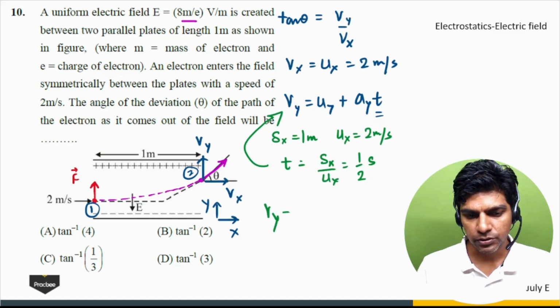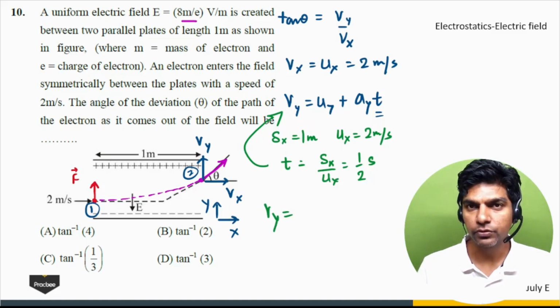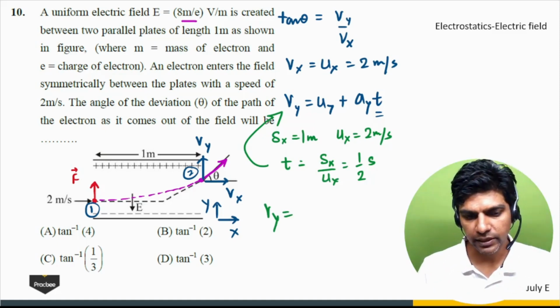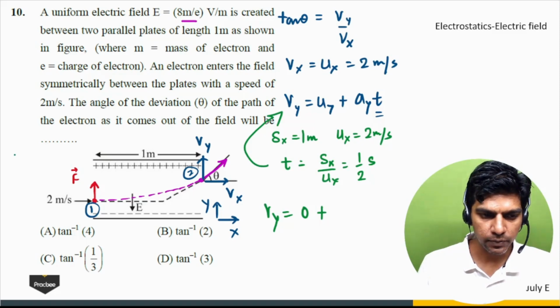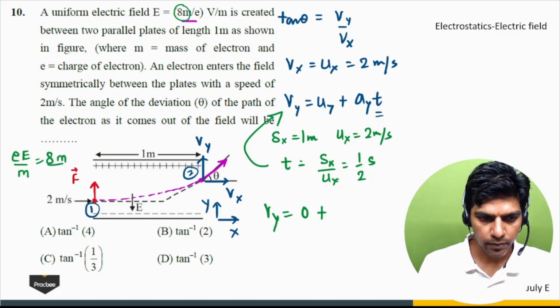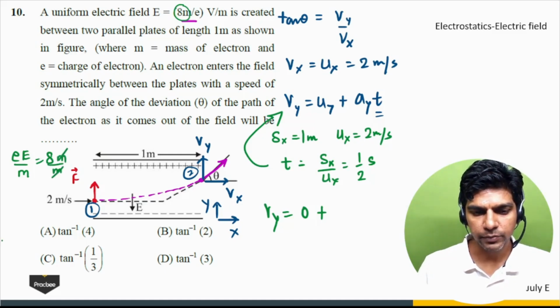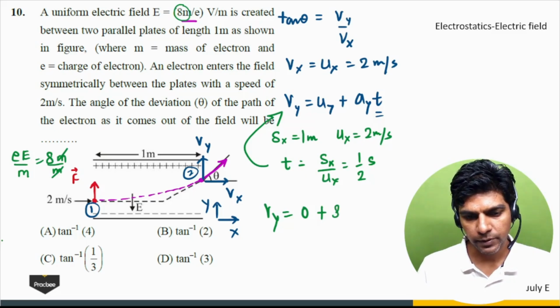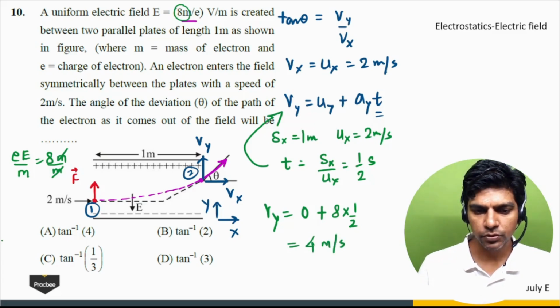Velocity in the y direction we have to calculate. Uy is 0 because the electron is moving horizontally initially. And what is the acceleration? Acceleration will be capital E times e by m, and capital E is given as 8, right? So acceleration comes out to be 8 meters per second squared. So this will be 8, and time is 1 by 2, so it comes out to be 4 meters per second. Now we can substitute the value of Vx and Vy in this equation.